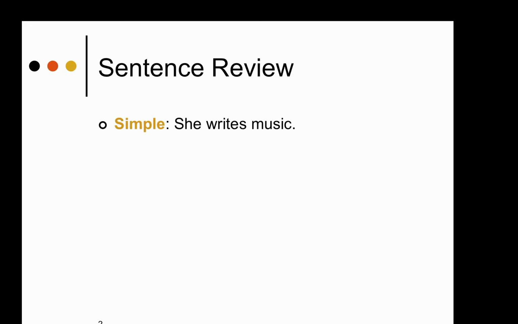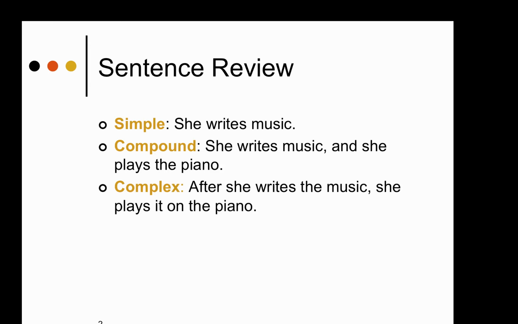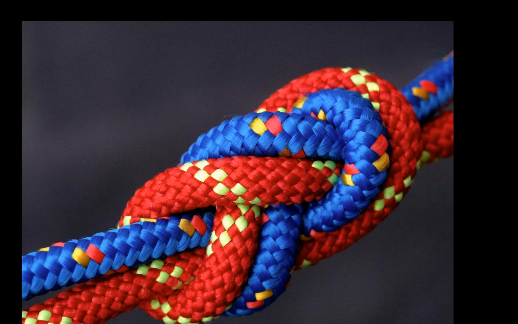We have the simple sentence where she writes music. The compound, she writes music and she plays the piano. Complex, after she writes the music, she plays it on the piano. And the compound complex, after she writes the music, she plays it on the piano, for she wants to know how it sounds and flows. And so when we're combining sentences, in a sense, we're tying them together, splicing them.